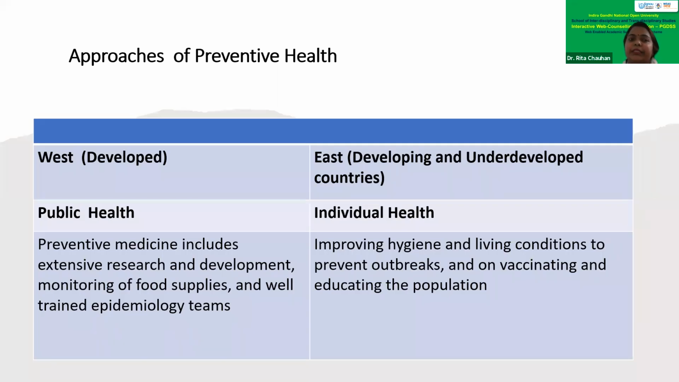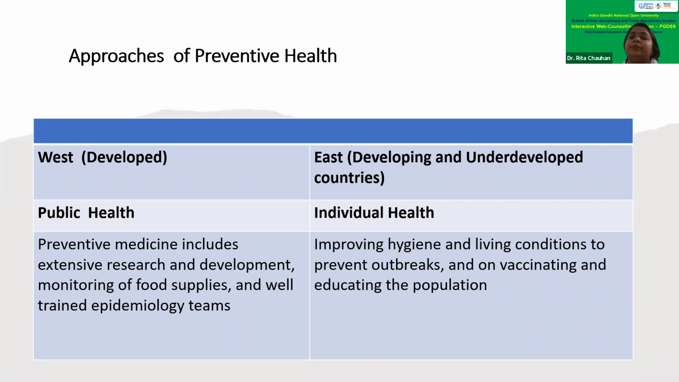So again, I am reiterating. In developed countries, they include preventive health as public health, while in our country, in the eastern part, we are looking more at individual health. When we consider preventive health as public health for a larger population, we need extensive research and development, because in the western part the government considers that preventive health is important for each one of us, for the whole population. So they will do extensive research and development. They will also monitor the food supplies, and regularly check whether any epidemic disease is going to spread or not. Such kinds of preliminary studies are being done.